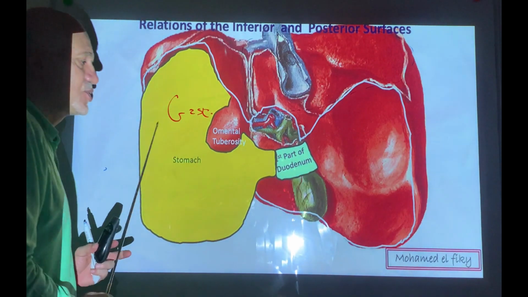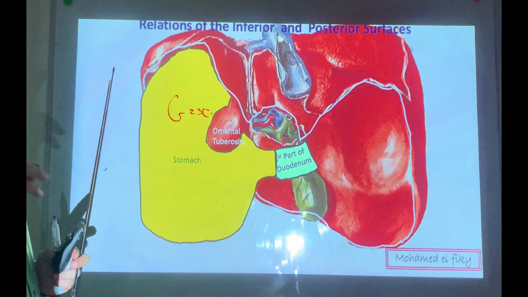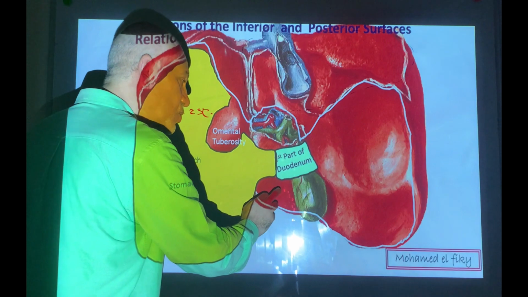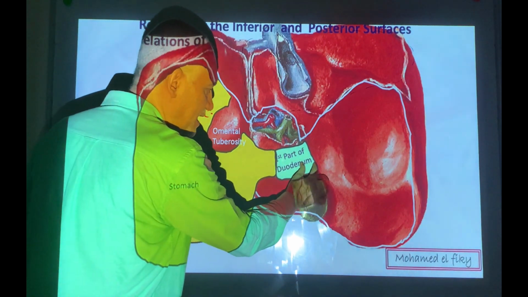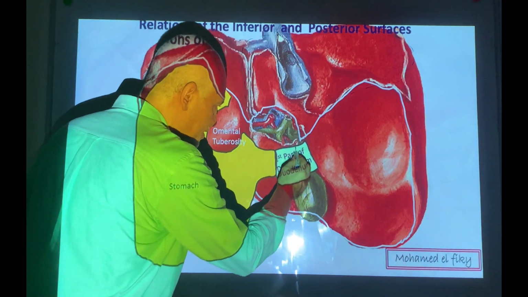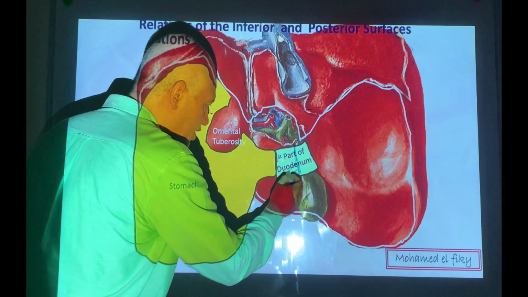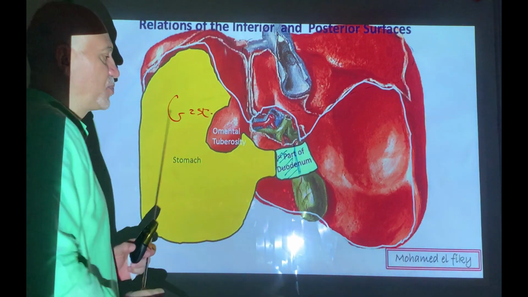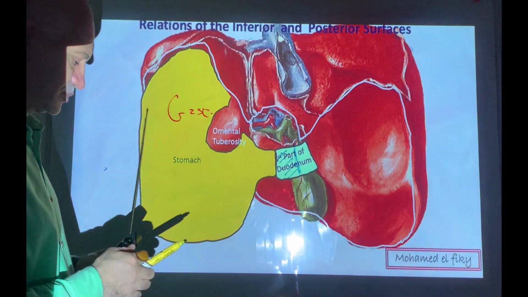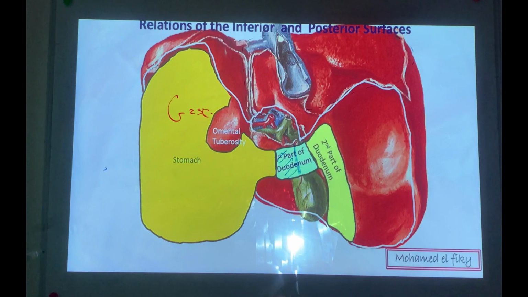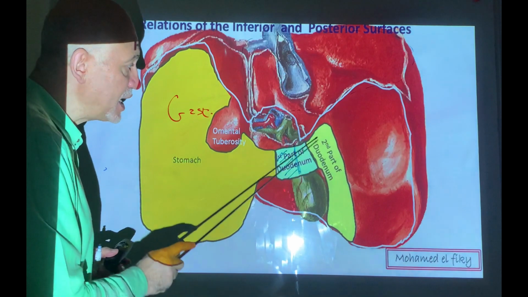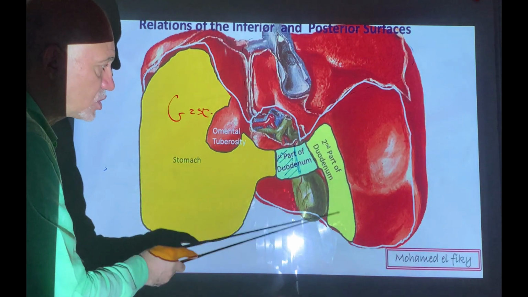Then the duodenum, the first part of the duodenum, two inches. One inch is related to the quadrate lobe, and the second inch is related to the neck of the gallbladder. This is the first part of the duodenum: one inch related to the middle part of the quadrate lobe, and the second inch of the first part related to the neck of the gallbladder. First part of duodenum, then the second part. So this area is related to the second part of the duodenum.